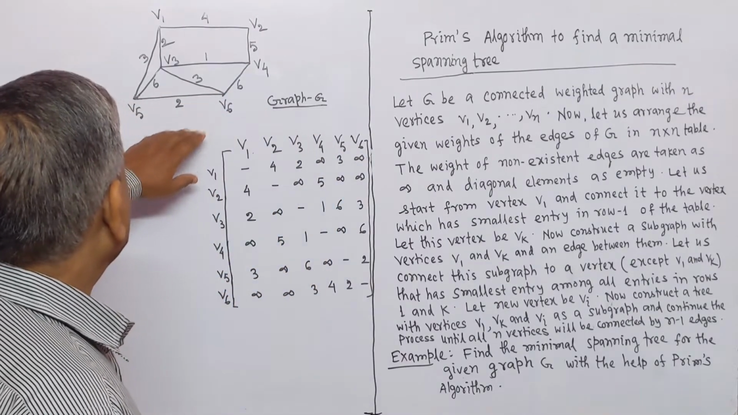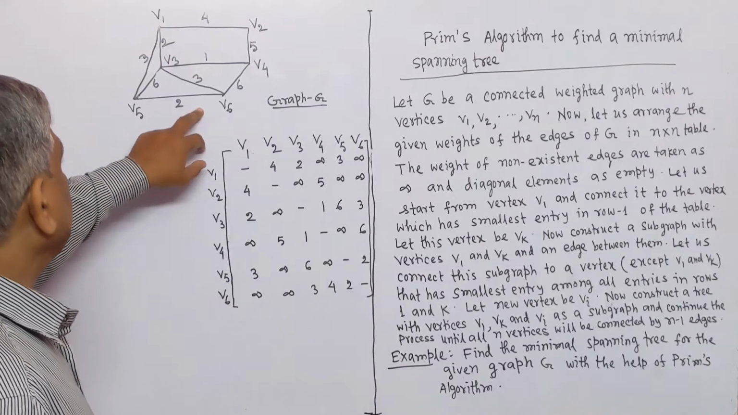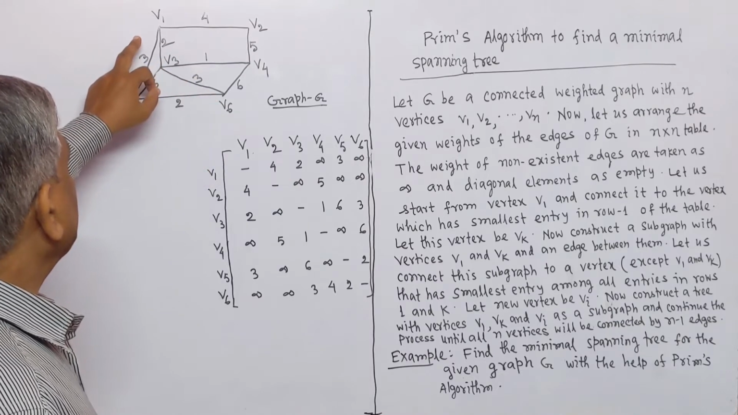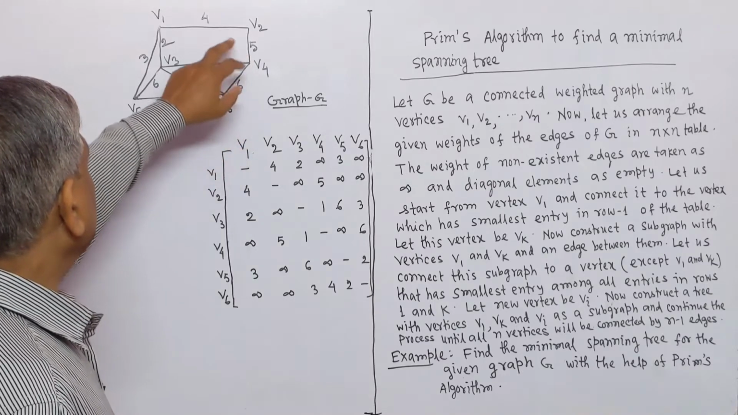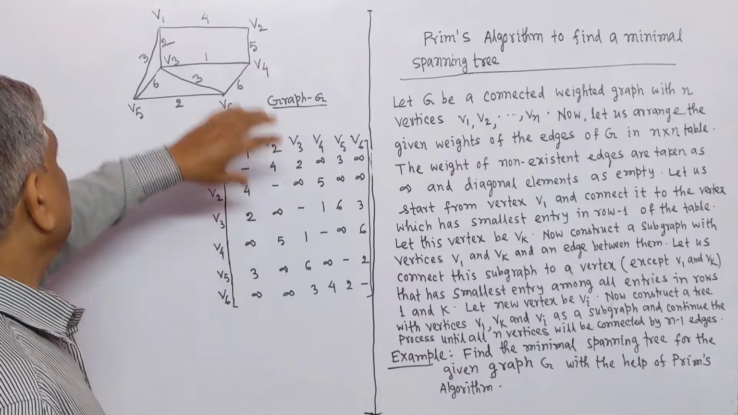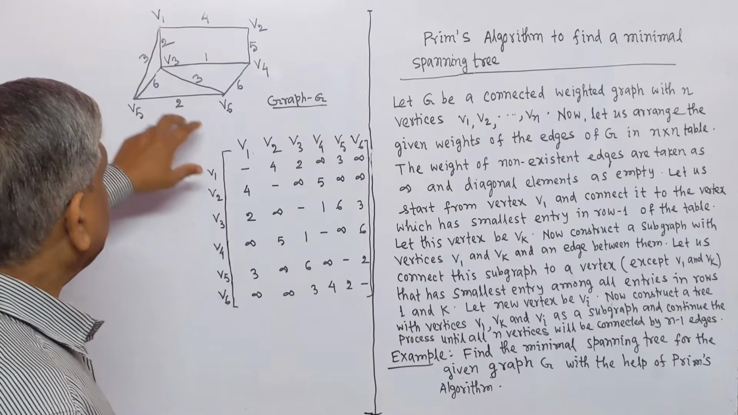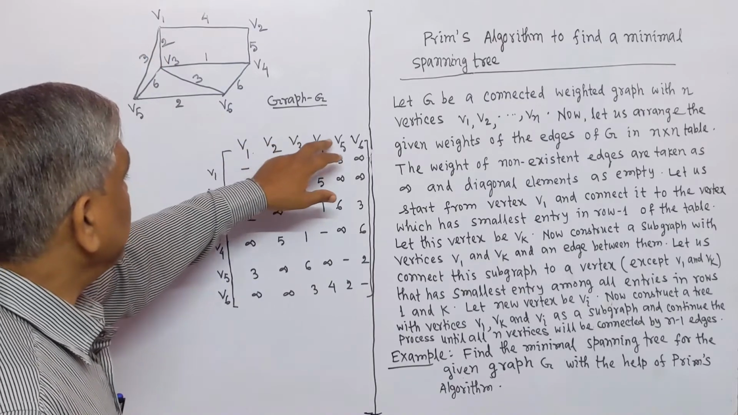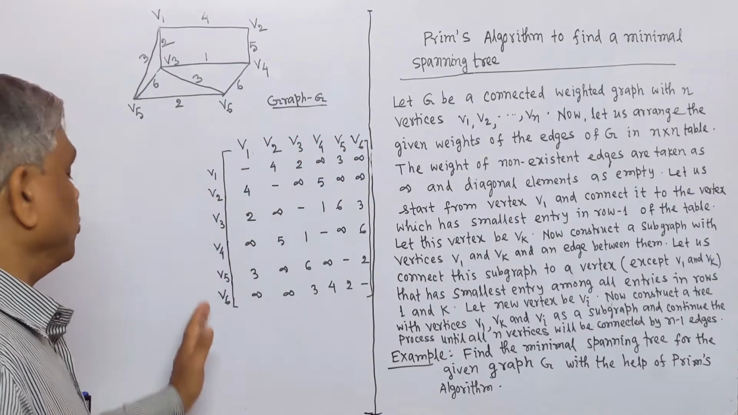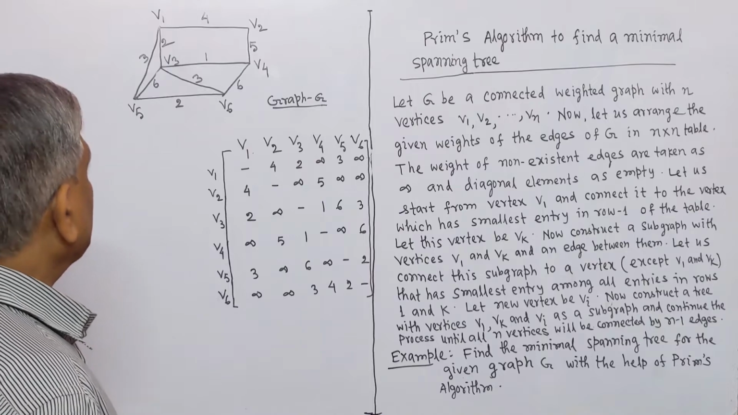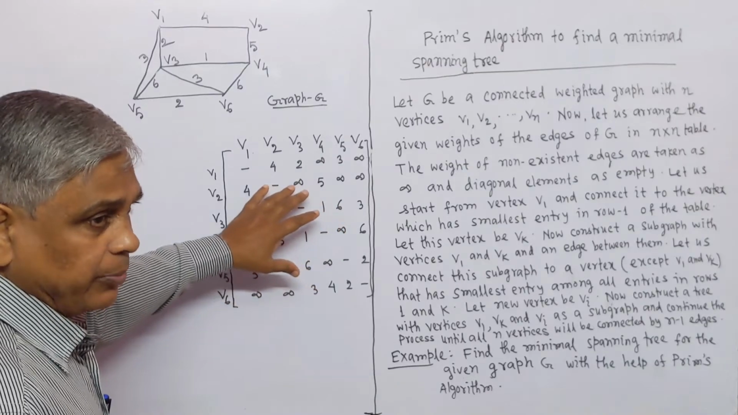Let the given graph be this. This is a weighted graph. Here we see we have 6 vertices and a non-negative number is associated with each edge. Therefore, this is a weighted graph. Now we write vertices V1, V2, V3, V4, V5, V6 in the topmost row and leftmost column. Now we write the numbers in the table by the process.